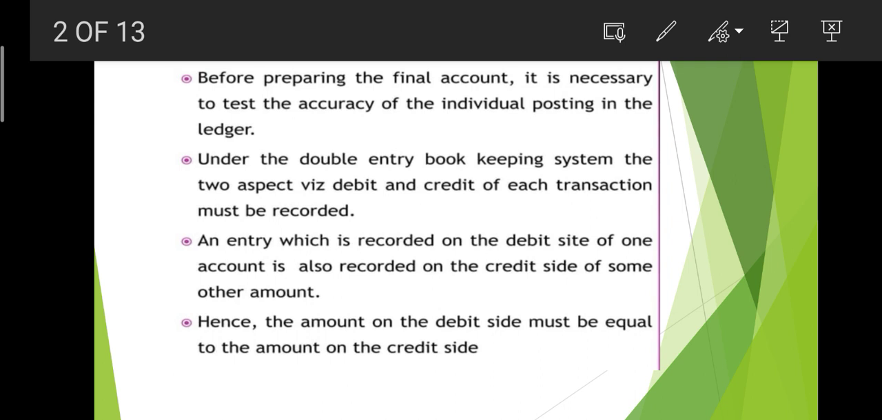Under the double entry system of bookkeeping, there are two aspects. The first aspect is the debit aspect and the second aspect is the credit aspect. Both the debit and credit of each transaction must be recorded. An entry which is recorded on the debit side of one account is also recorded on the credit side of some other account. Hence, the amount on the debit side must be equal to the amount on the credit side.